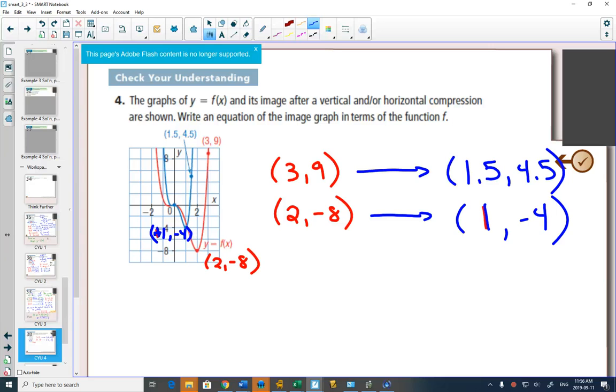I would have gotten these numbers because I would have written myself some instructions. I would have told myself for a vertical compression, I need to multiply y by something. And I would have written here, I need to multiply x by something. If you're going 9 to 4.5 and -8 to -4, what have you multiplied y by? 1/2. And if I'm going from 2 to 1 and 3 to 1.5, what have I multiplied my x by? 1/2.